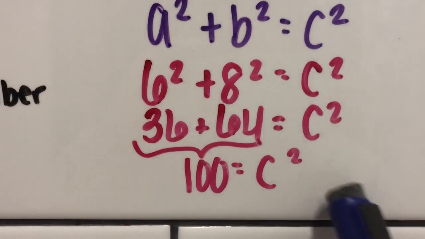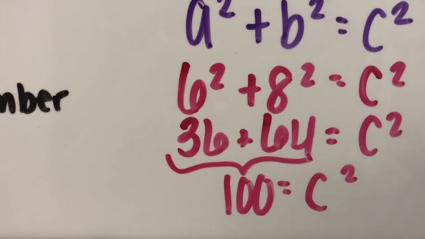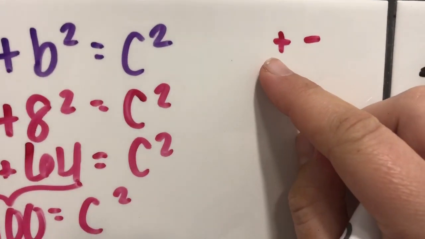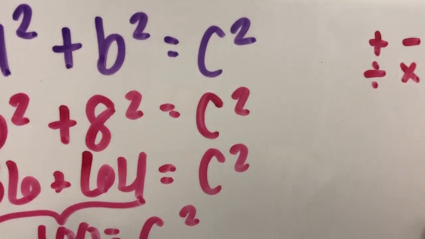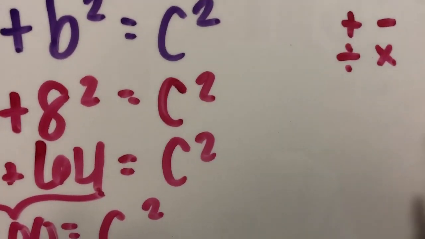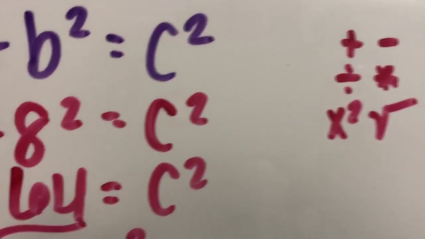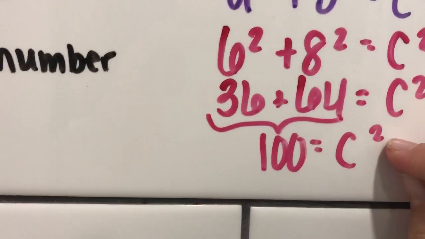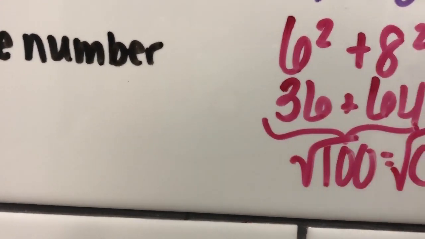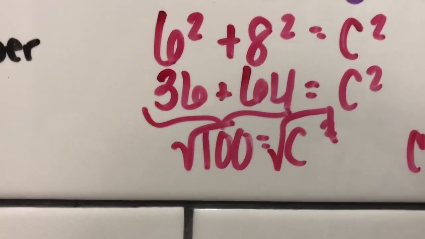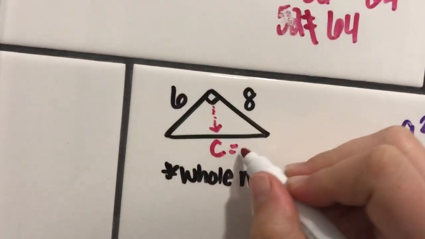I need to do the inverse operation of something squared. So if I go back to adding and subtracting, if I have adding in an equation, I subtract to get rid of it. If I have multiplication and division, you do the opposite to get rid of something. When I have something squared, the square root is the opposite. So to undo this C squared, I'm going to do the square root. And when I do the square root of 100, I know that C is 10. So my hypotenuse I just solved for is 10.